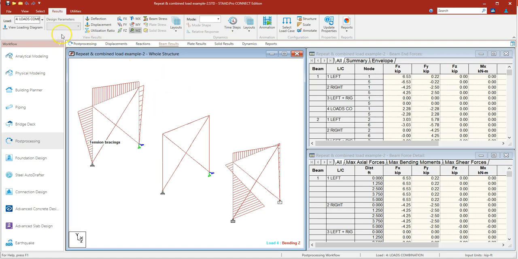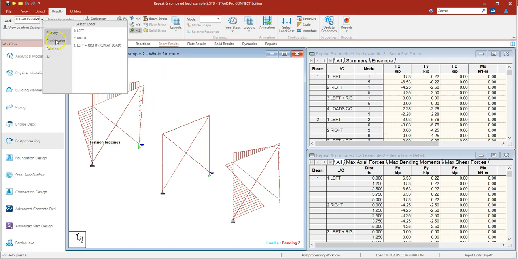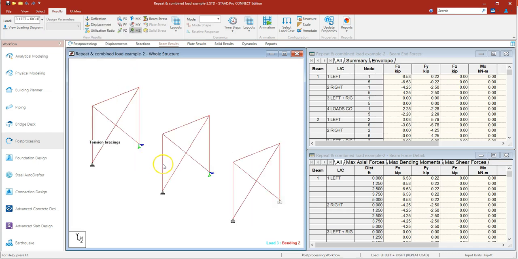However, if we use the repeat load, we will see there is no moment for all three structures. Each of them gets the correct answer. So this example perfectly illustrates how important the repeat load is.